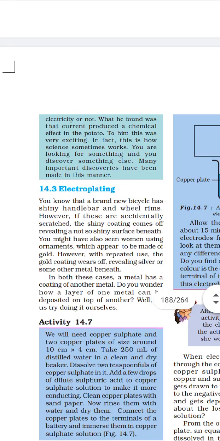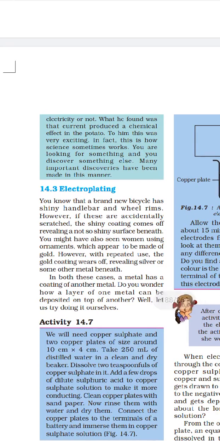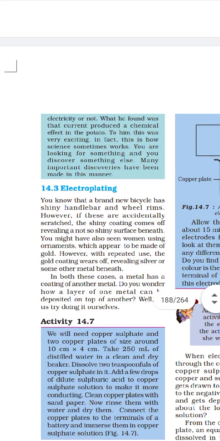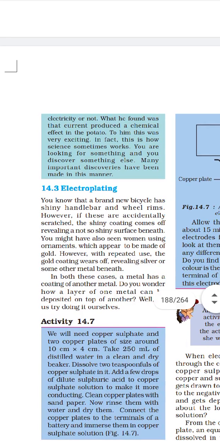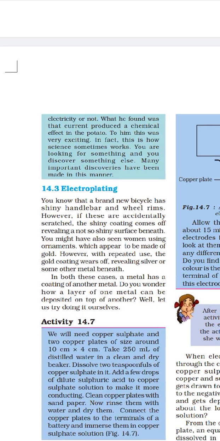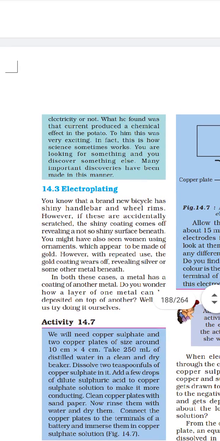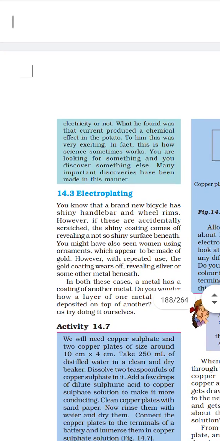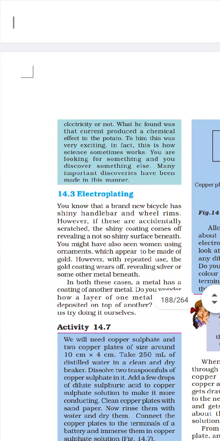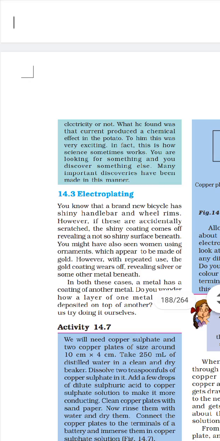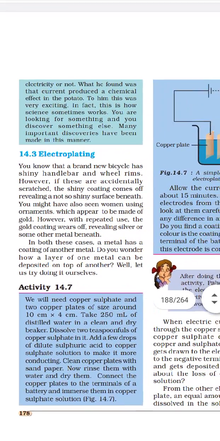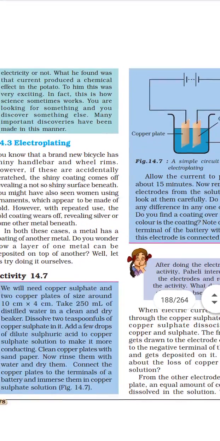You know that a brand new bicycle has a shiny handlebar and wheel rims, but if these are accidentally scratched, the shiny coating comes off, revealing a not so shiny surface beneath. You might have also seen women using gold ornaments. However, with repeated use, the gold coating wears off. The metal has a coating of another metal. Do you wonder how a layer of one metal is deposited on another metal?